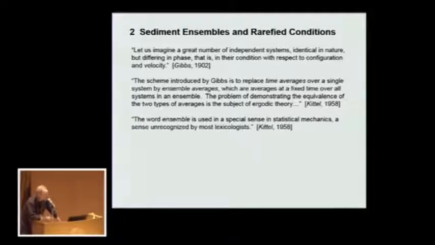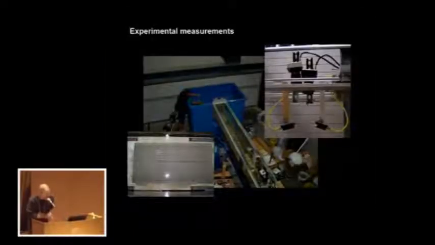Now he's focused on configuration of particles and their velocities. As Cattell points out, what Gibbs is effectively asking us to do is to replace time averaging with ensemble averaging, which leads to the question of ergodicity, which is key to proper interpretation of experimental measurements. And finally, I want to emphasize, as Cattell points out, the idea of an ensemble is very different in statistical mechanics from what we normally refer to as an ensemble.